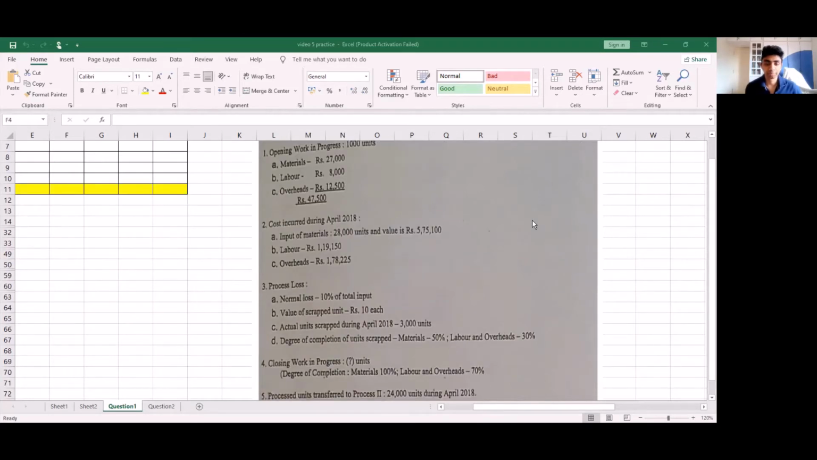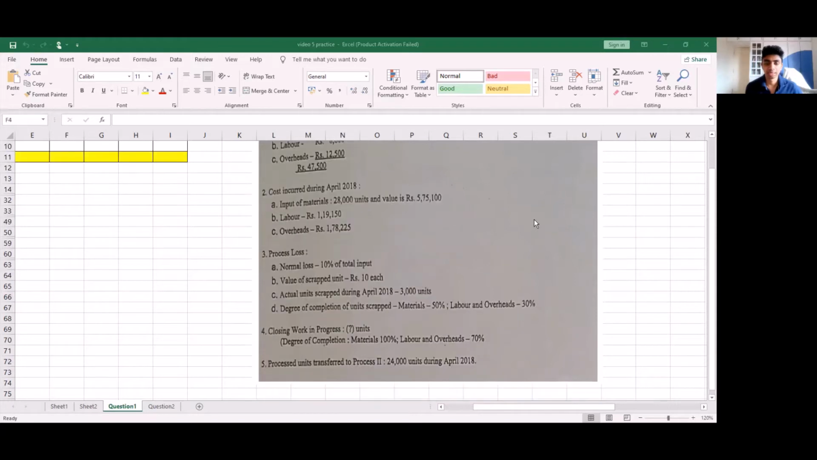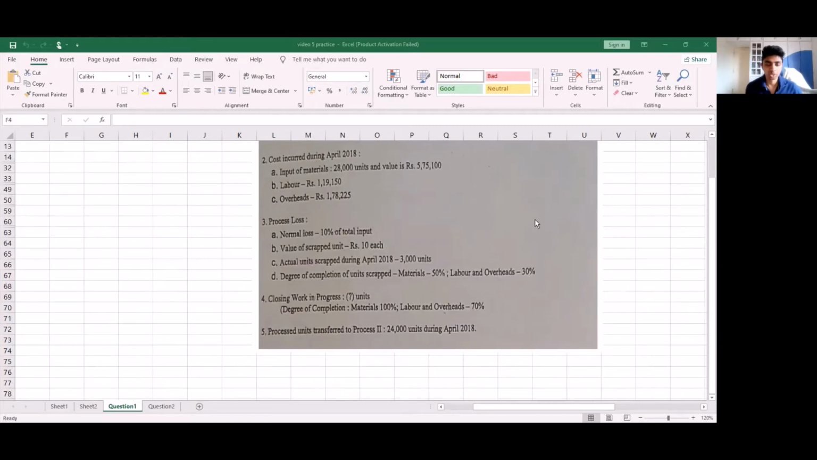Costs incurred during April 2018, input of material 28,000 units and a value of rupees 5,75,100. Labor rupees 1,19,150. Overheads rupees 1,78,225. Process loss. Normal loss 10% of total input. Value of scrapped unit is rupees 10 each, which is rupees 10 per unit. Actual units scrapped during April 2018 is equal to 3,000 units.